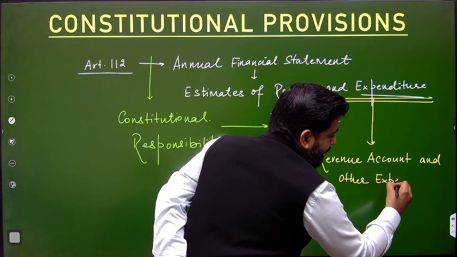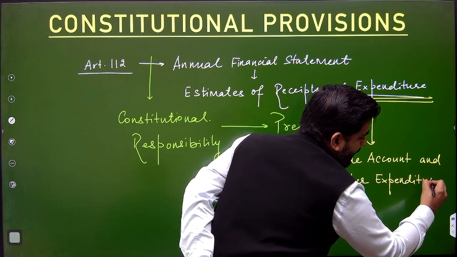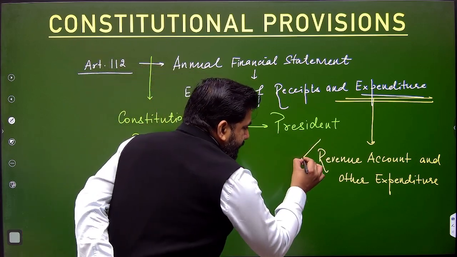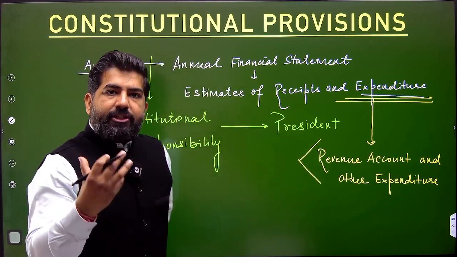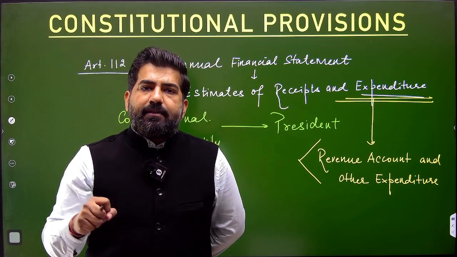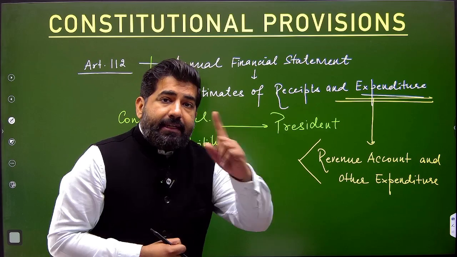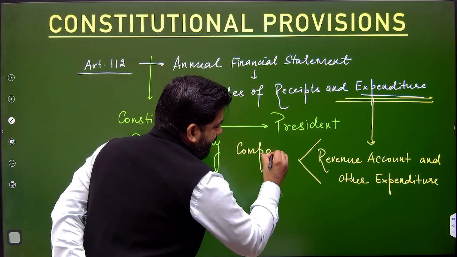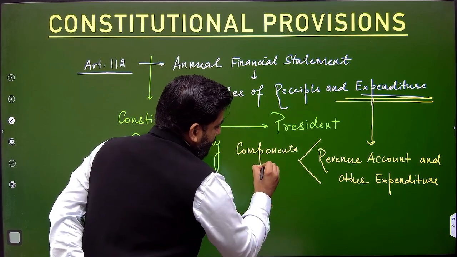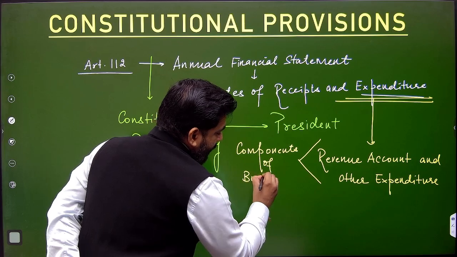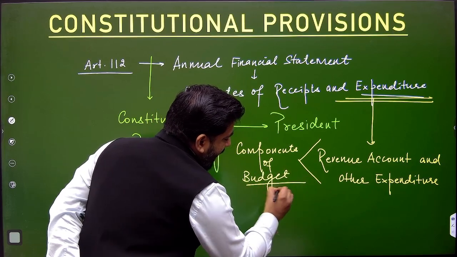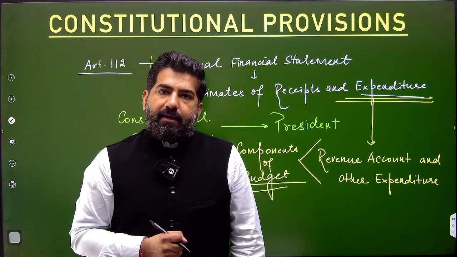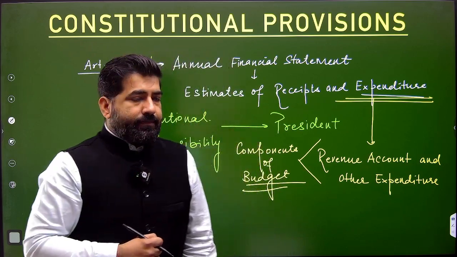This is one classification which is clearly given in Article 112. Now that means, sir, you are saying that the expenditure should be distinguished into revenue account and capital account. That is how we study, in our economics classes, the components of budget. That's why we distinguish the components of budget into revenue account and capital account. I'm going to highlight that also.